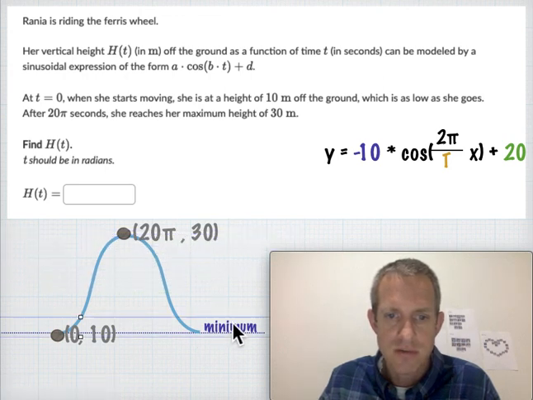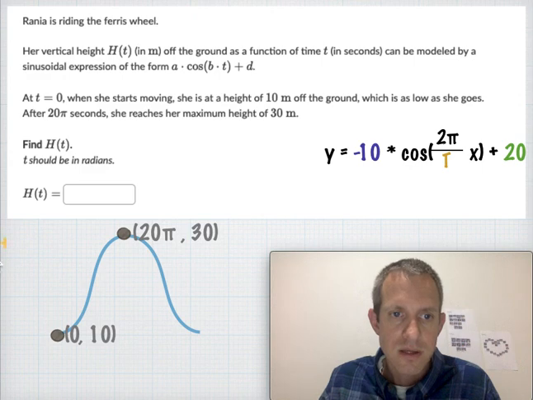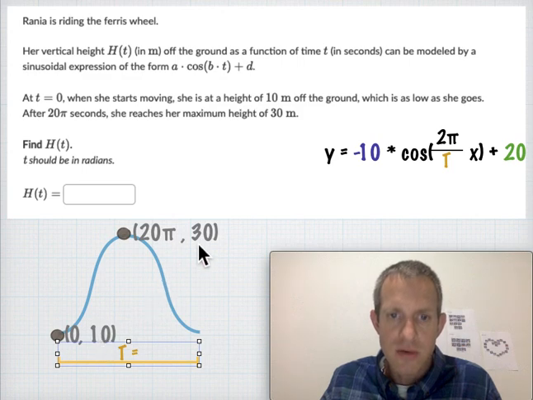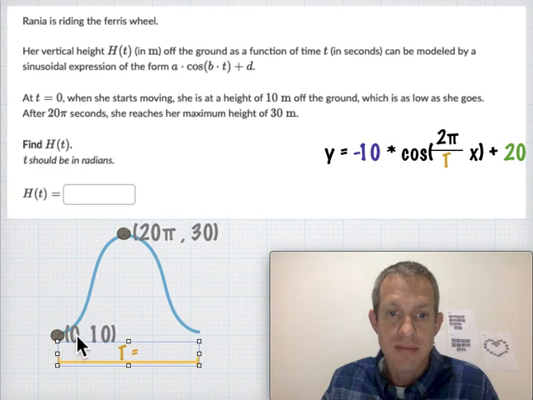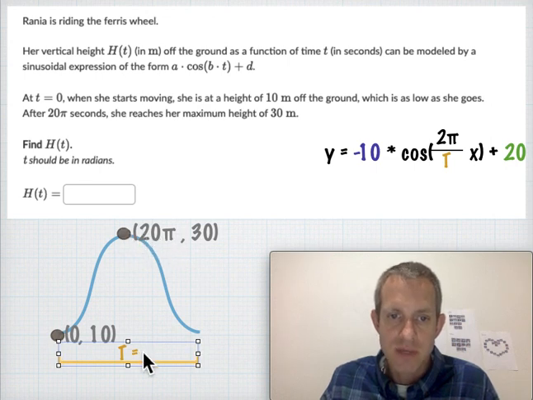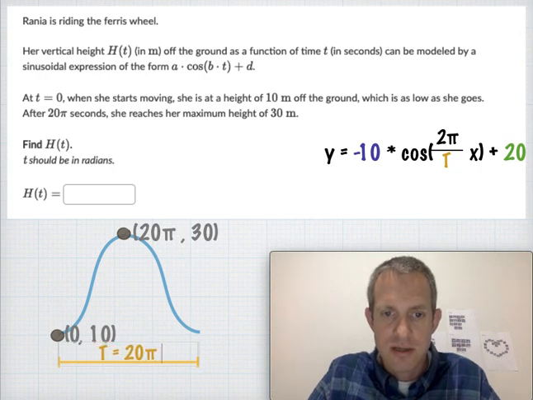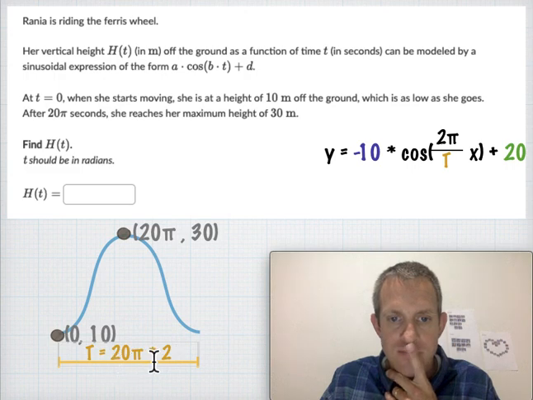So let me get a little bit of room in here. Now I don't care about the y coordinates anymore. I'm looking at the x coordinates. And so I start when time is 0. I'm halfway through my cycle when I reach my highest point at 20 pi. And so I need to do that again. And so I need to double 20 pi. So 20 pi times 2 is our period. That would be 40 pi.